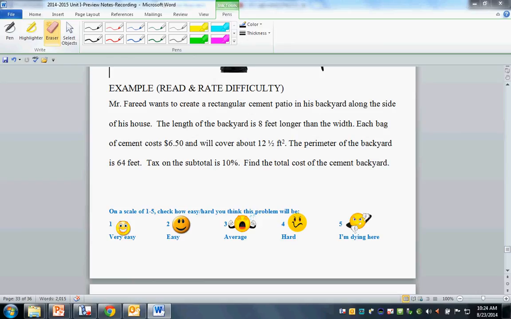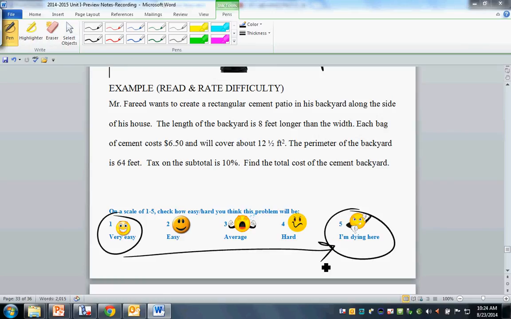Now, without any other thought, if I were to ask you to solve this problem, I'd like you to rate it on a scale of 1, super easy, to 5, I'm dying here. Ready? Rate. How difficult do you think this word problem is going to be?